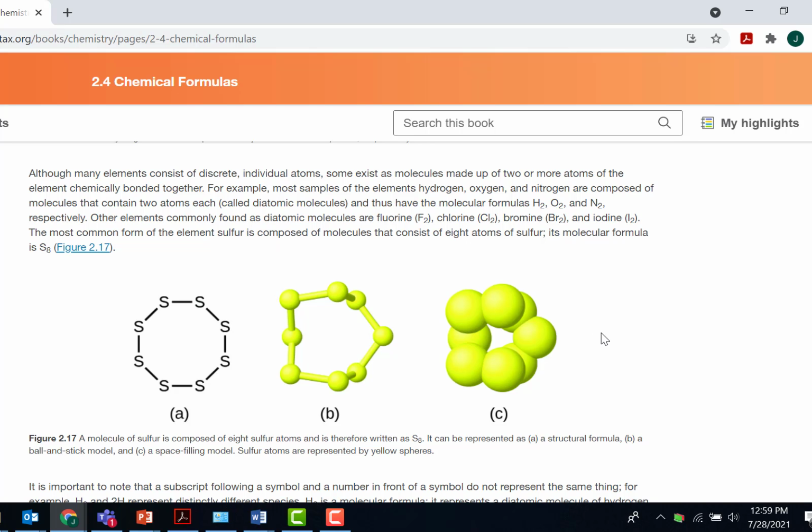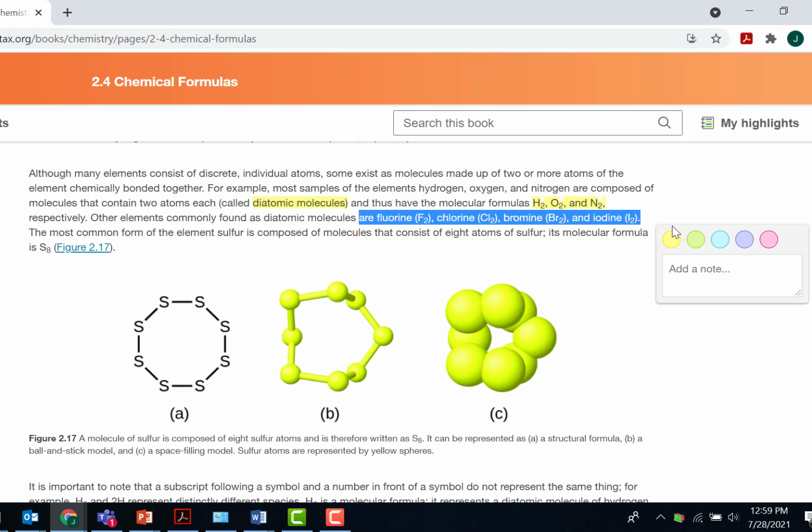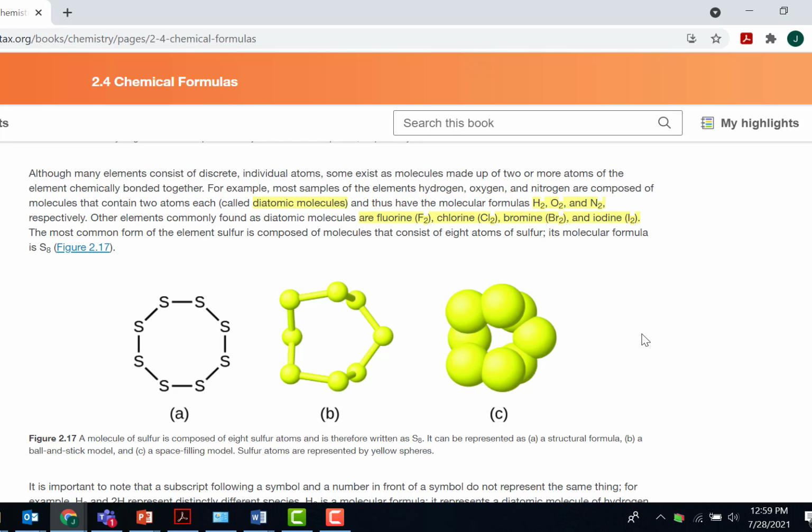In terms of these elements that exist as molecules, we do have some that are important that are called diatomic molecules. So let me go ahead and highlight that. These ones are probably important to know. So I'm going to go ahead and highlight them. The diatomic molecules are hydrogen, oxygen, nitrogen, fluorine, chlorine, bromine, and iodine.